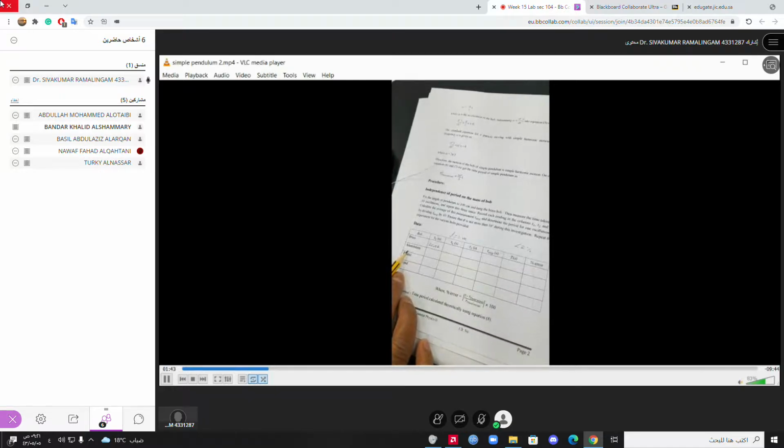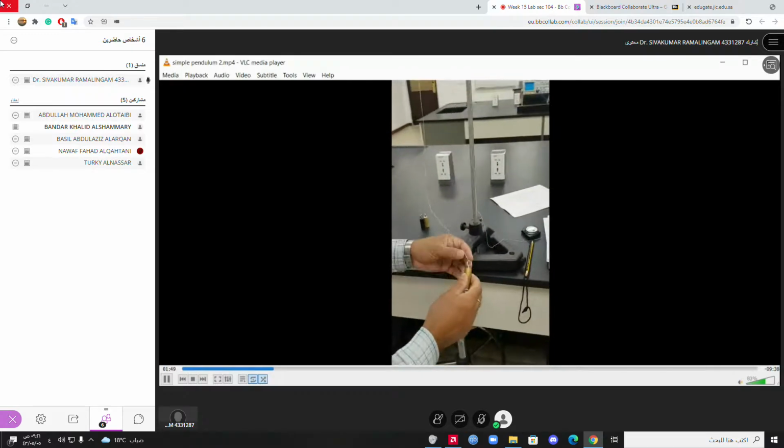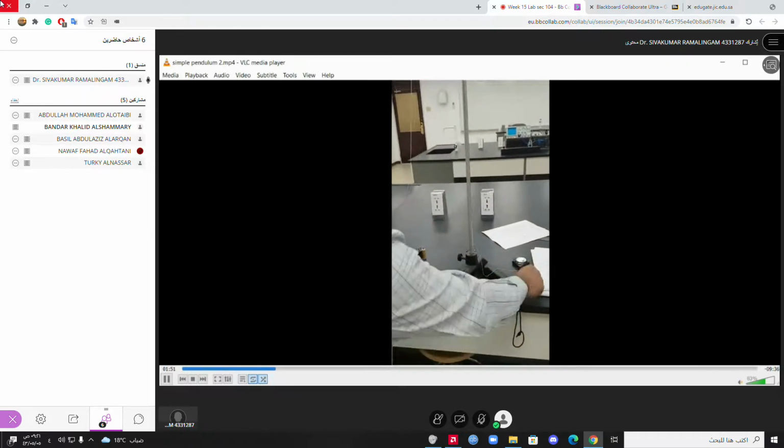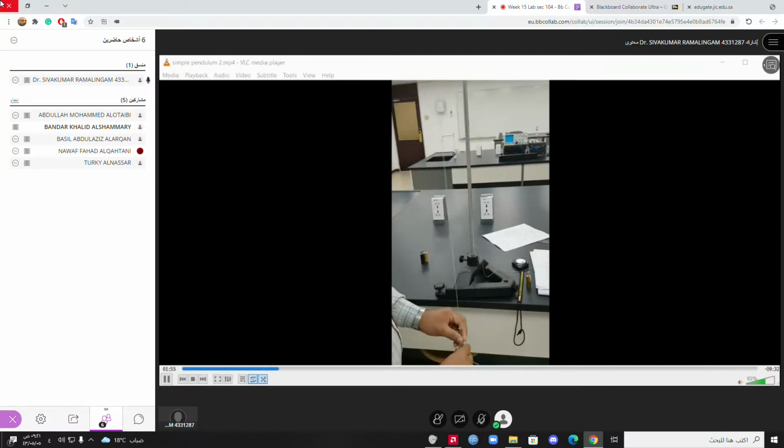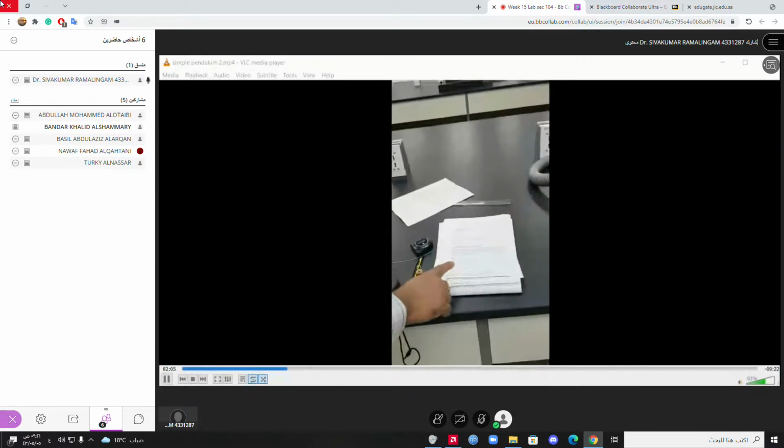After this, you are going to change the mass to aluminium. Now take this aluminium. I'm going to replace this by taking out the brass. Again, you're going to find the time taken for 10 oscillations. Oscillate it and find the time taken for 10 oscillations. Record it here, take the average and record it.